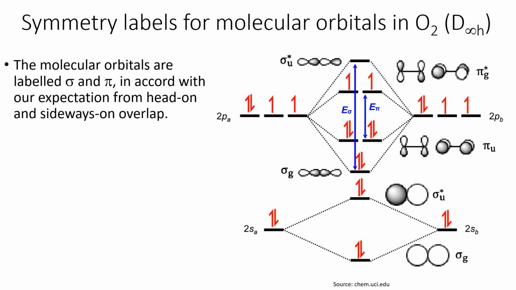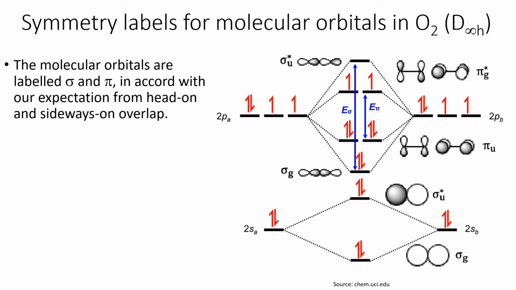And we also see that because we've got two p orbitals, if you like px and py, that can sideways overlap to form a bond, then we've got pairs of these orbitals shown where in the molecular orbitals, the atomic orbitals are at 90 degrees to each other. That's why we get these pairs of pi orbitals.